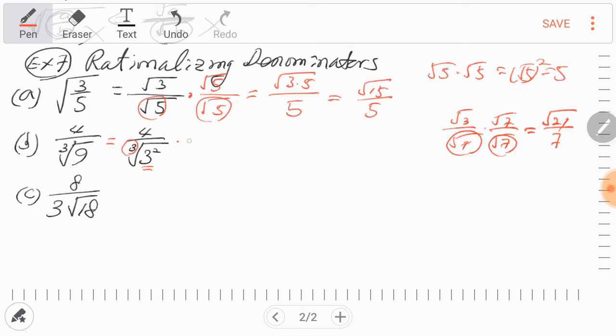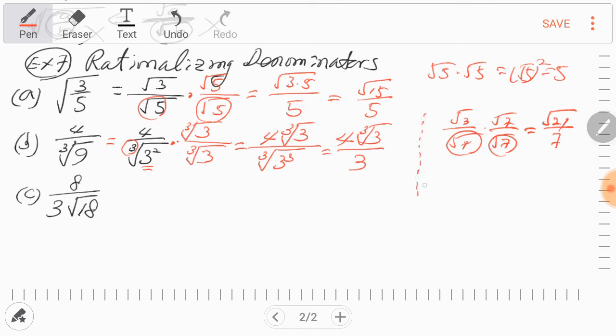So why don't we use the same cube root of 3. Then the radicand will be 3 squared times 3, which is 3 cubed. So you can multiply both top and bottom by cube root of 3. Then the numerator is 4 times cube root of 3. And the denominator is what? Cube root of 3 squared times 3 is 3 cubed. So finally the denominator is 3. The numerator is still 4 times cube root of 3.